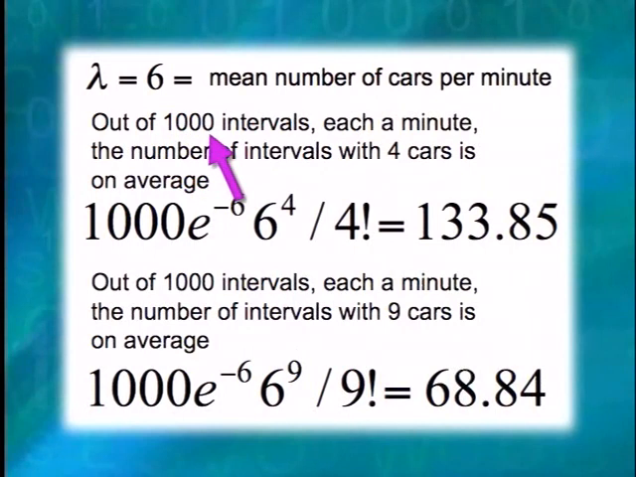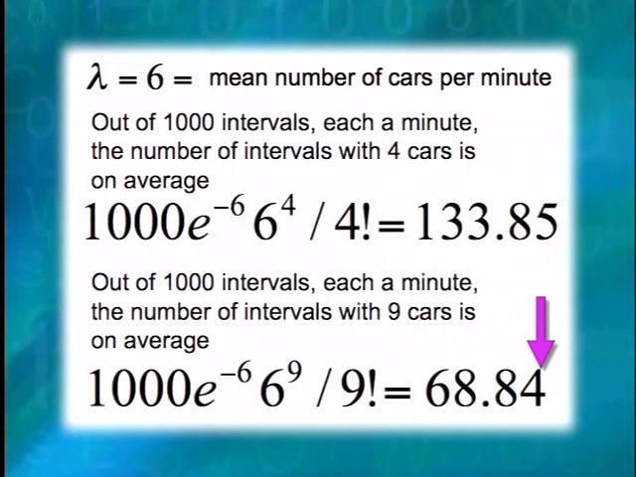And out of 1,000 intervals, we can predict in how many of those intervals we would expect exactly 4 cars to arrive by plugging in the number 4. You see the number 4 here and here? The 6 is telling us the mean overall number of cars per minute. And the number 4 is asking how many of these 1,000 intervals will have exactly 4 cars arriving? The answer is 133.85. If we want to know how many intervals we expect to have exactly 9 cars arriving, a little bit above the average, we would expect 68.84.